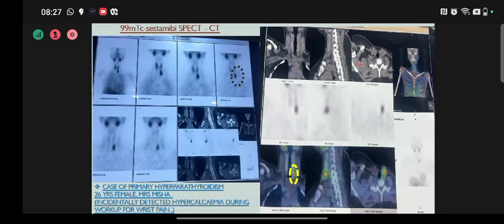Then coming to the sestamibi SPECT CT. We have a case of primary hyperparathyroidism, a 26-year-old female, Mrs. Misha, in which there is incidentally detected hypercalcemia during the workup for wrist pain, and these are the imaging subsequently. There's a SPECT CT, which reveals the left inferior parathyroid adenoma.